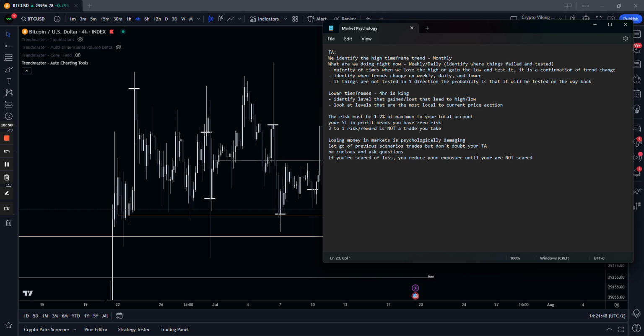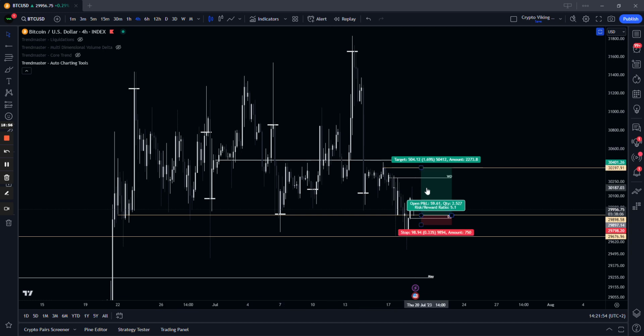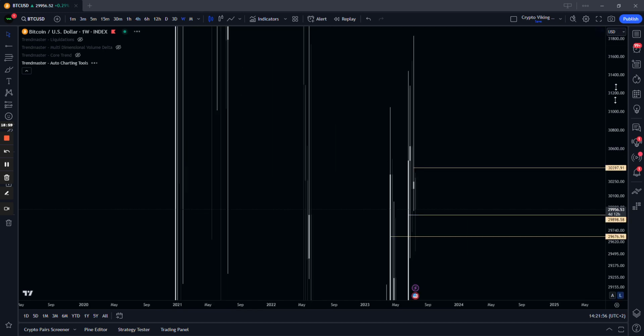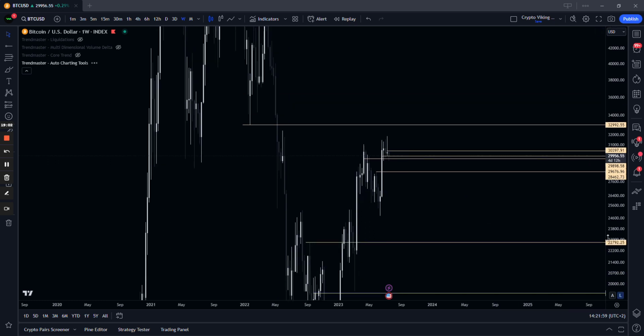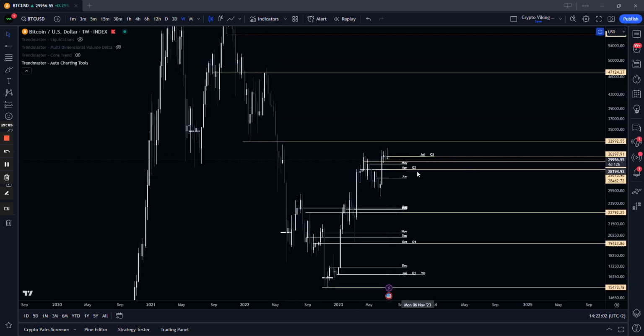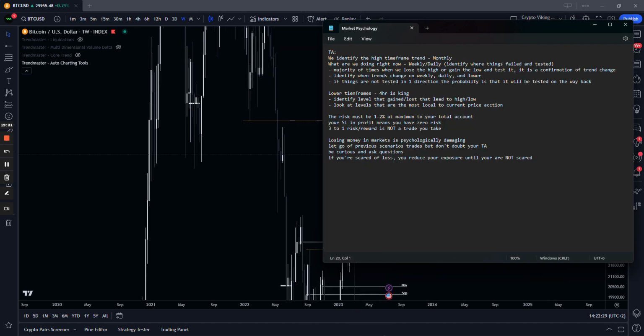And if things are not tested in one direction, the probability is things that aren't tested will be tested, if that makes sense. What I mean by that is identify things on the high time frames, like the weekly, that are untested, that haven't been tested. Very clearly, there's some levels above us. Very clearly, there's some levels below us, right? Untested levels get tested. And the reason they get tested is because the market is trying to find out, are there still buyers or sellers in control at this point or not? And that's all we're doing over and over and over again.